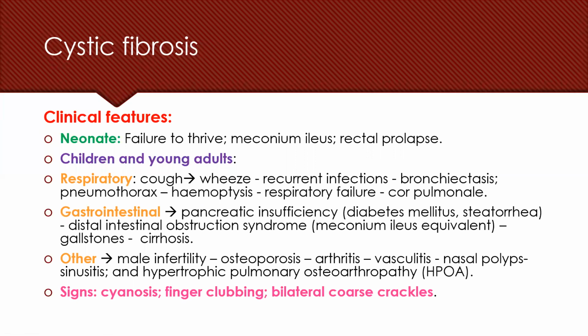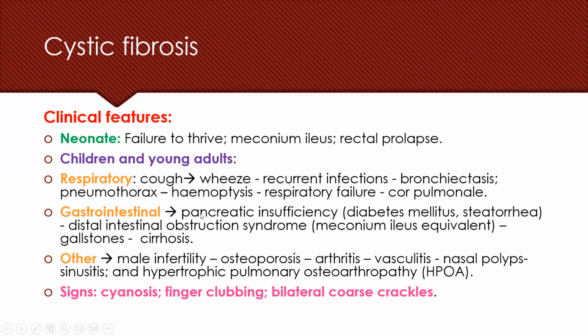Clinical features are variable according to the age of presentation. If you have a neonate presenting with congenital bronchiectasis, there will be failure to thrive, meconium ileus, or rectal prolapse. But in children and young adults, the presentation is more difficult because now it will affect different systems, including respiratory, gastrointestinal, and others. For the respiratory symptoms, this patient may have cough with wheeze, recurrent infection, bronchiectasis, pneumothorax, hemoptysis, respiratory failure, or cor pulmonale. These are the respiratory findings associated with cystic fibrosis.